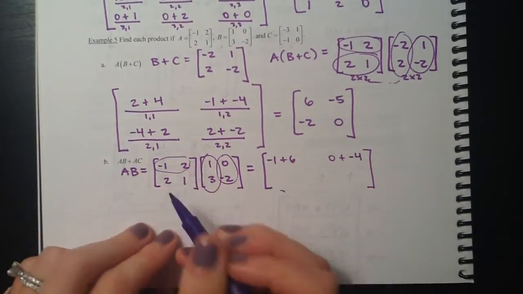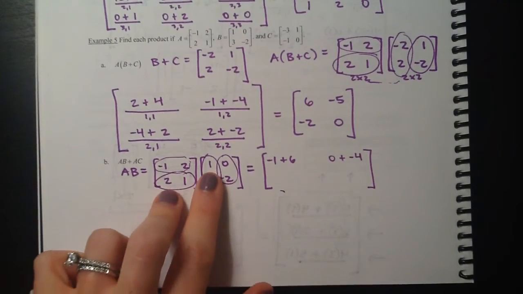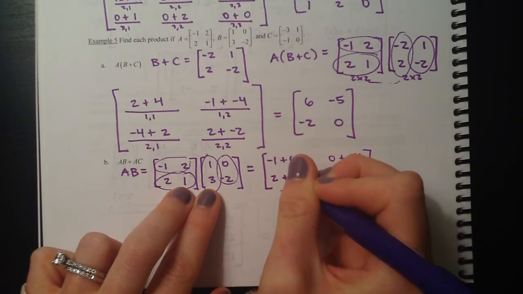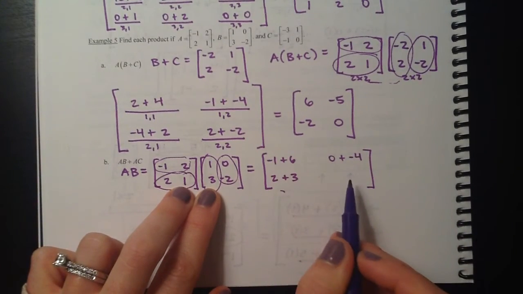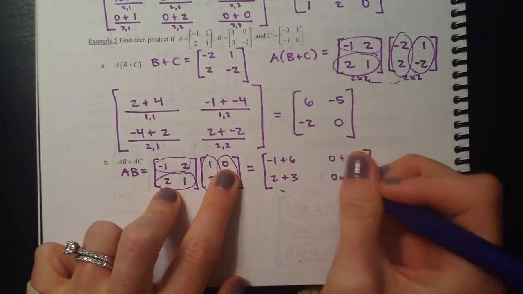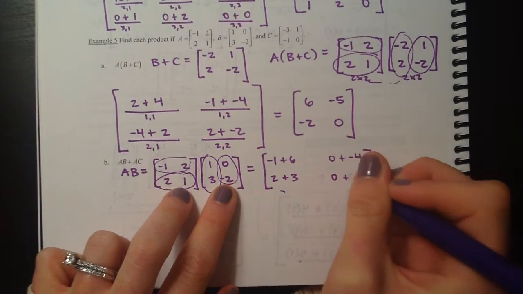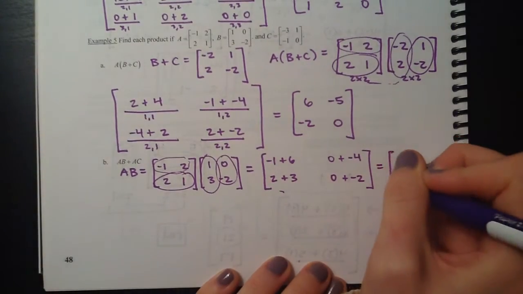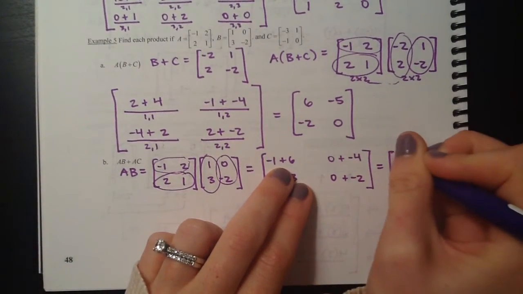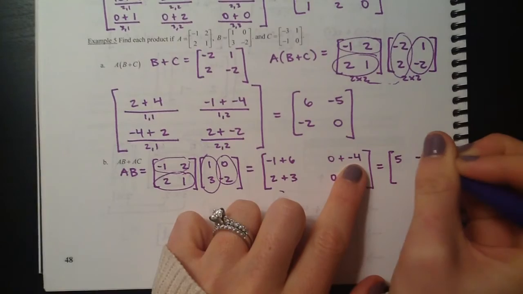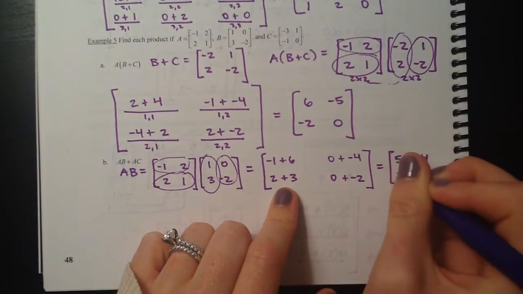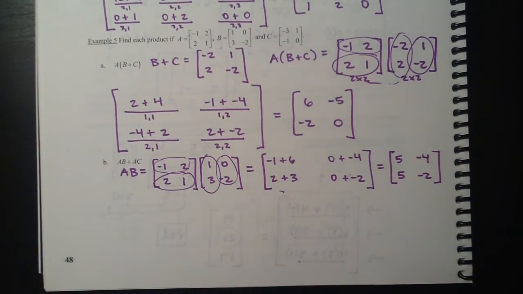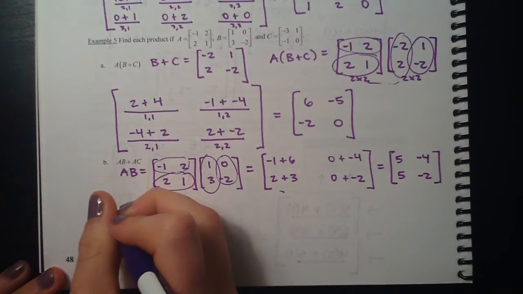Okay, now I move down here. I'm in the second row, first column. So 2 times 1, 1 times 3. And then finally, second row, second column. So 2 times 0, 1 times -2. Okay, so let's clean this up. Get our first matrix, AB. -1 and +6, 0 and -4, 2 and 3, and 0 and -2. Okay, so that's AB.